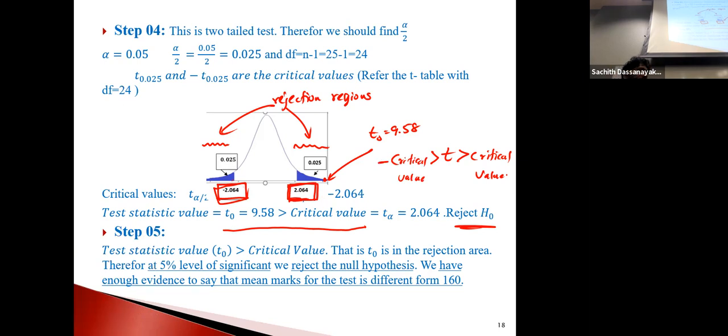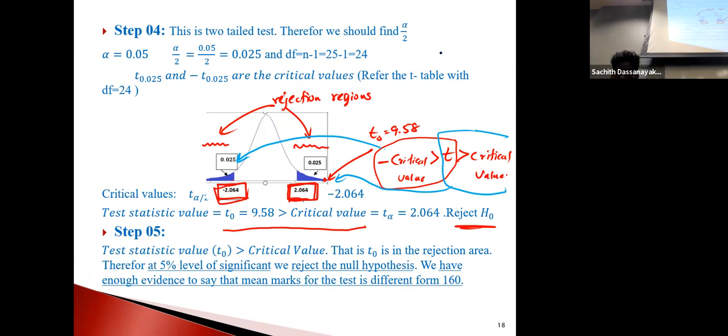Okay, negative and positive. This means this side. This means this side. Okay, so we have to reject it, right? Okay, then finally write the conclusion.